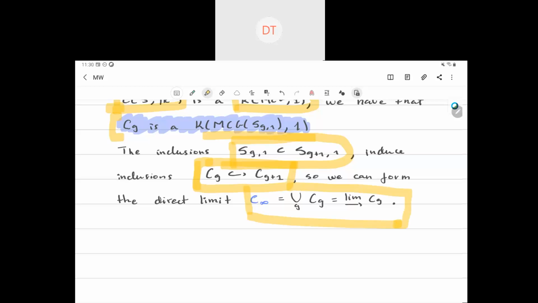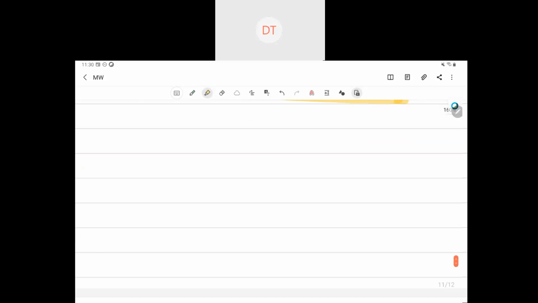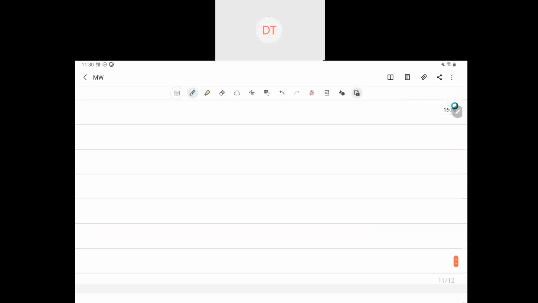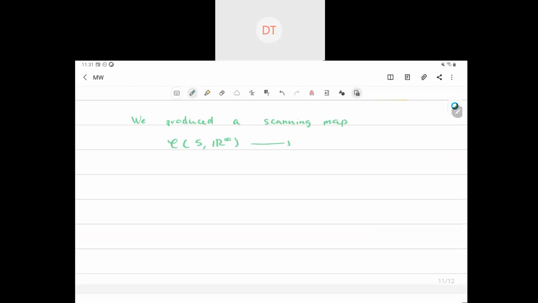Okay. So let me just, I might be redundant here, but I'd rather be redundant than unclear. So what we had, we produced a scanning map from C S infinity to loops infinity A G plus infinity 2. We produced that map. That map was no good. Not good enough.